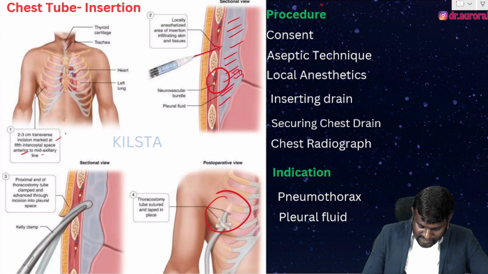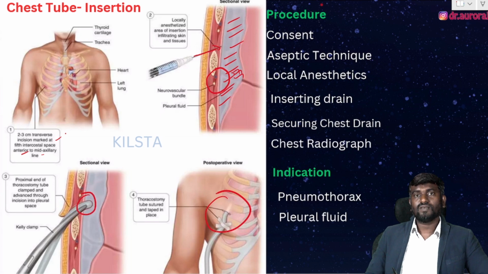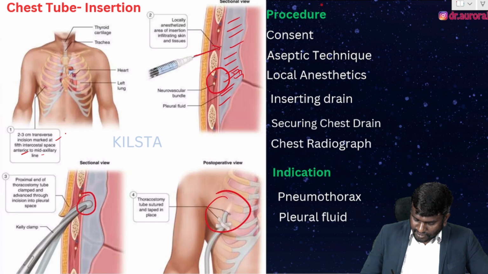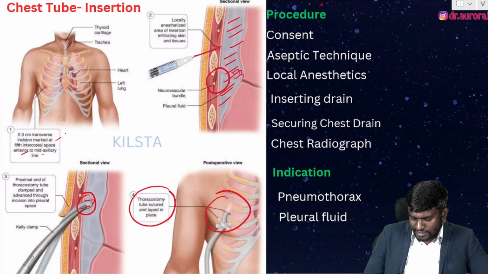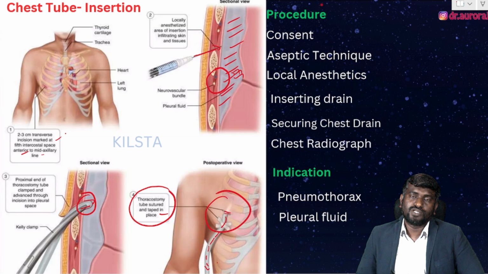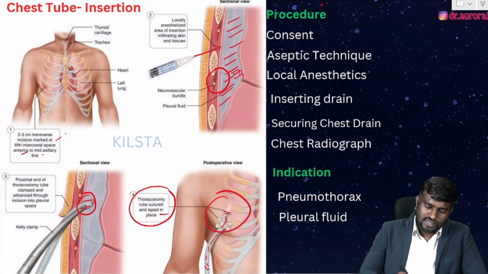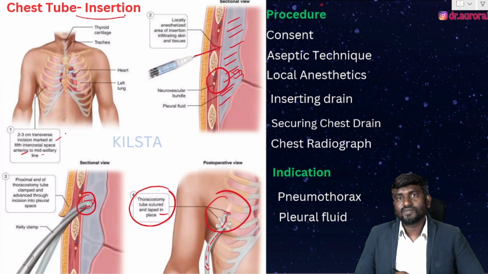You are going to place the proximal end of the thoracostomy tube, and then once it is done, you are going to put it inside, and then the thoracostomy tube suture and its tape is placed after that, following which the drains will come out via the tube. So this procedure is called as what? Thoracostomy or chest tube insertion.